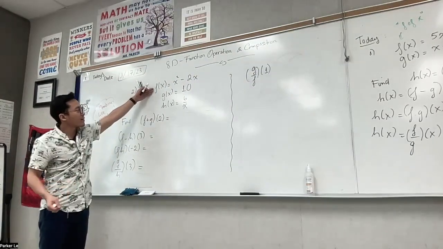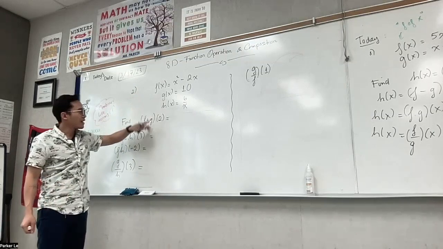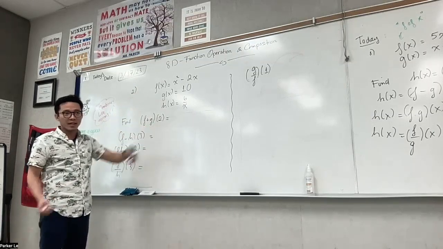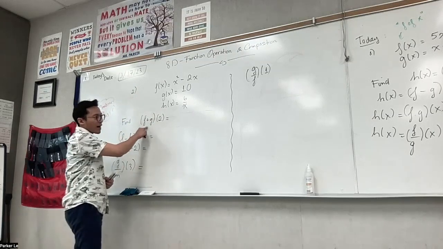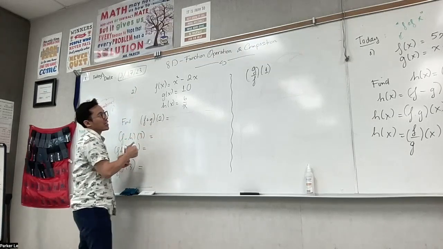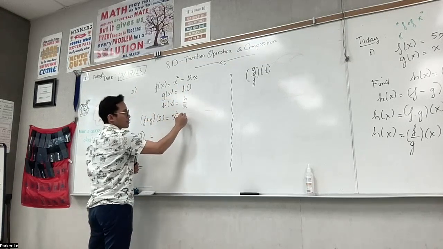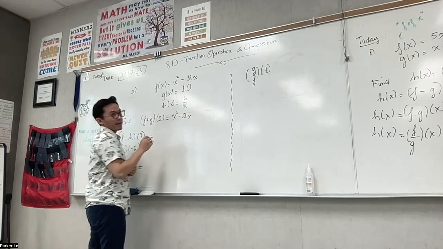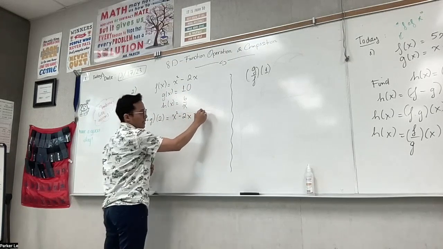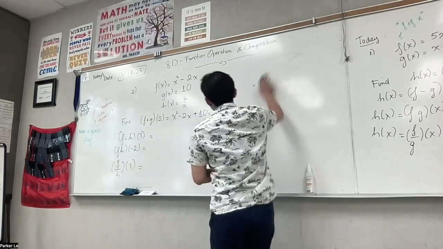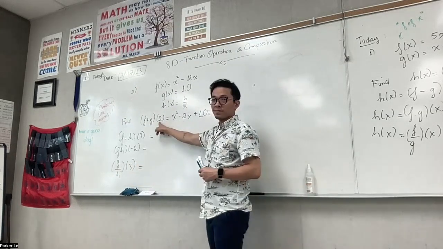So I give you f of x, g of x, h of x. What is f plus g? But now you have a number. Okay, we're gonna help you. So let's find what is f plus g first. What is f plus g? You have x squared plus the 10. Yes.